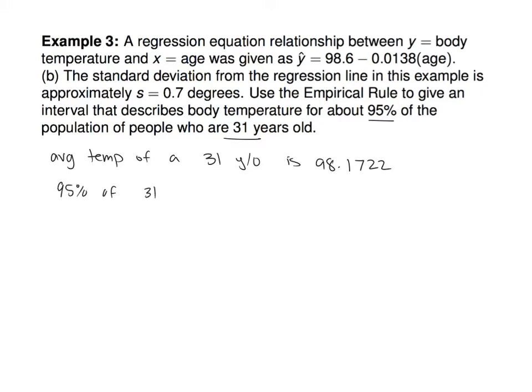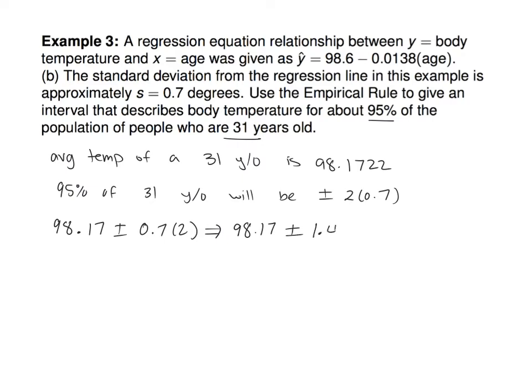95% of 31-year-olds will be plus or minus 2 times 0.7 from that number. So let's just make it 98.17, because that's good enough. Plus or minus 0.7 times 2. So that's 98.17 plus or minus 1.4. So that interval is 96.77 to 99.57.